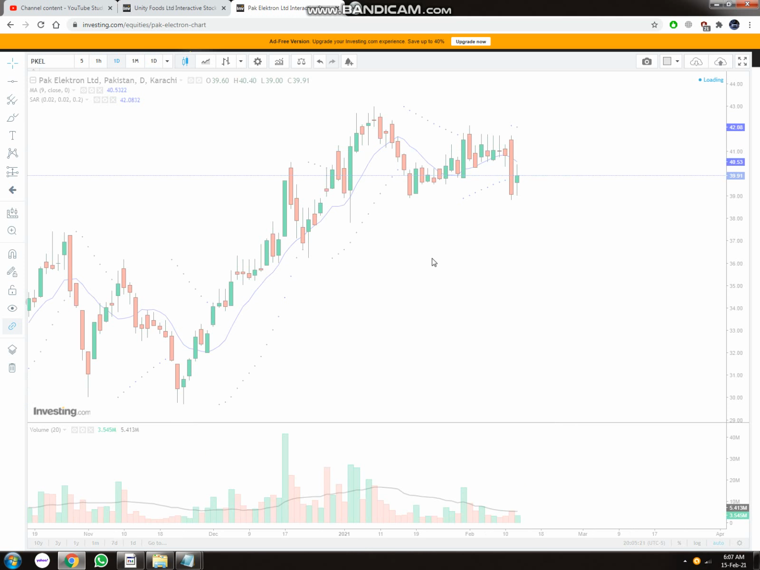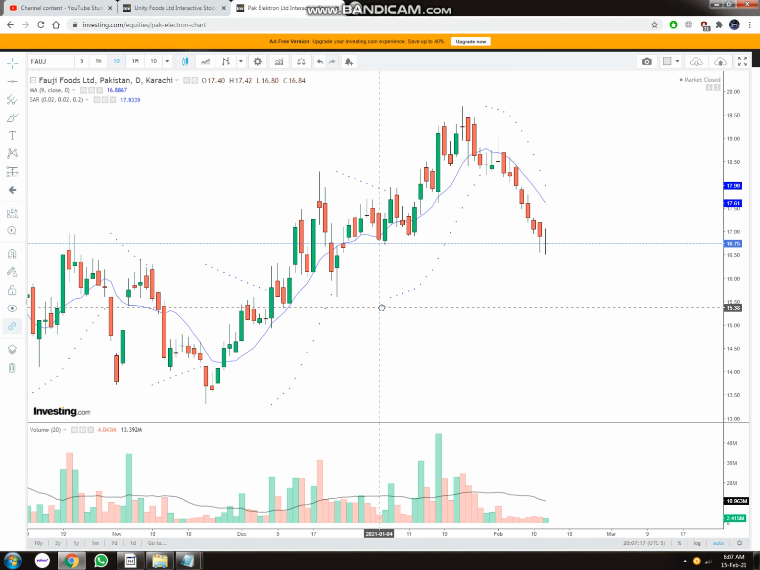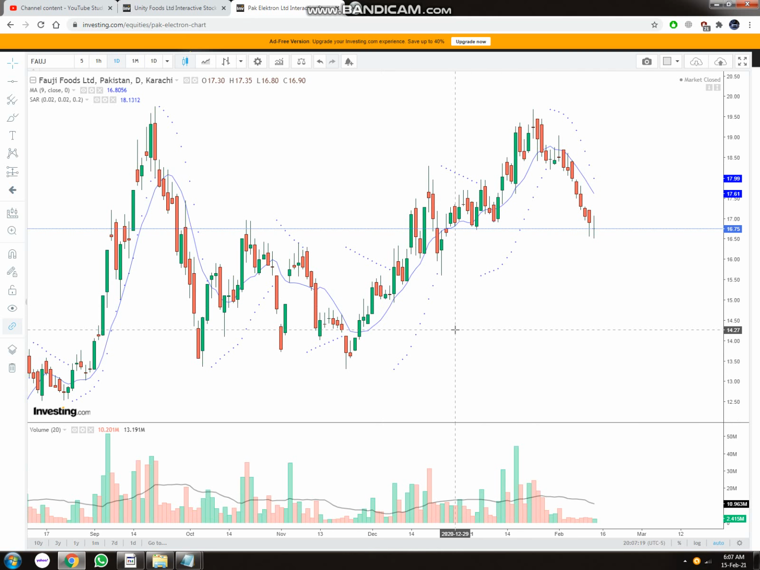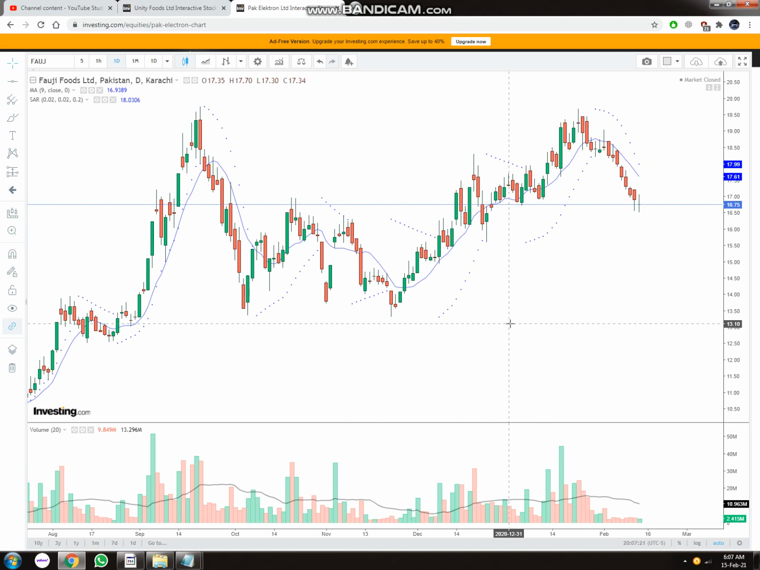Faisal Bank. Now I'm going to show you stocks that I have bought. Again, I bought a stock at this level. I waited for it. This was another stock. I waited for it 2 months until it recovered to this level. So I sold it for a profit.